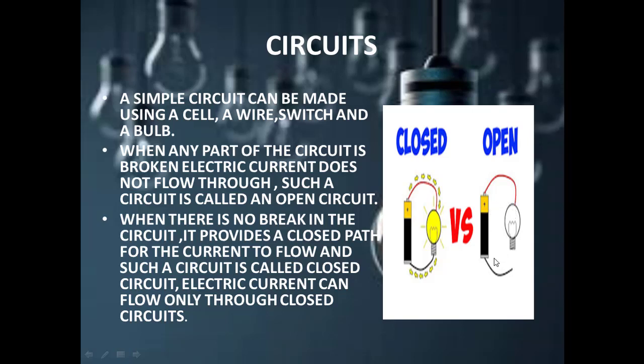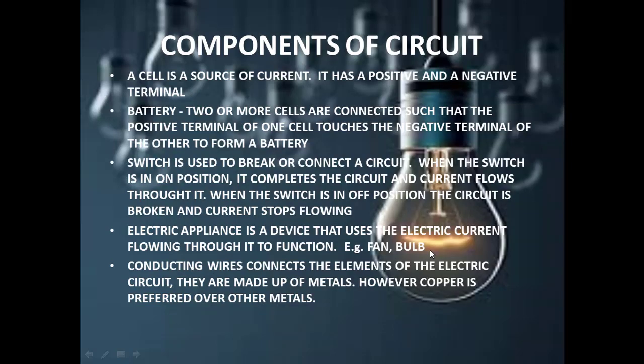Whereas in this picture, it is not a closed path. The connection is broken here. There is a break in the path. So it is interrupted. So current will not flow and this is called as a open circuit. For current to flow, we require a closed path. Right, children? So whenever you have a closed path or an uninterrupted path, current will flow.